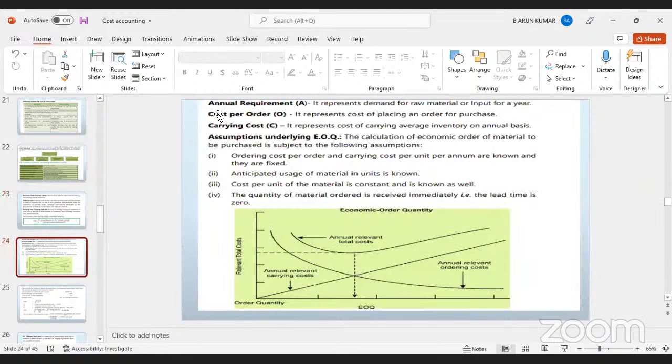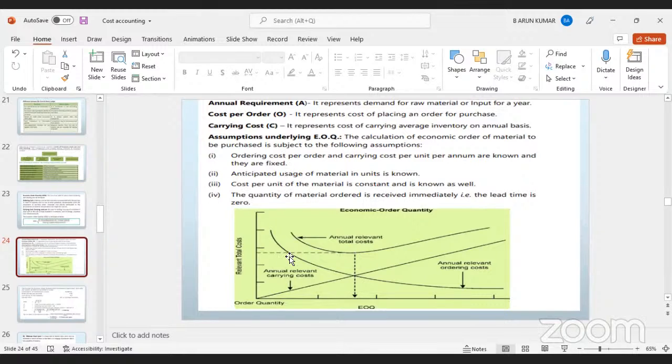Here A means annual requirement. It represents the demand for raw material for a year. For one year, how much material we require, it is shown as A. The second one is cost per order, which represents the cost of placing an order of purchase. And the third one is carrying cost, the cost of carrying average inventory on an annual basis.